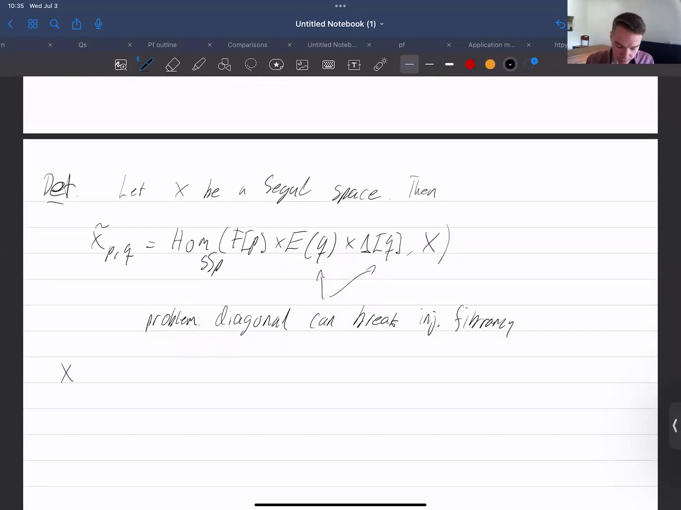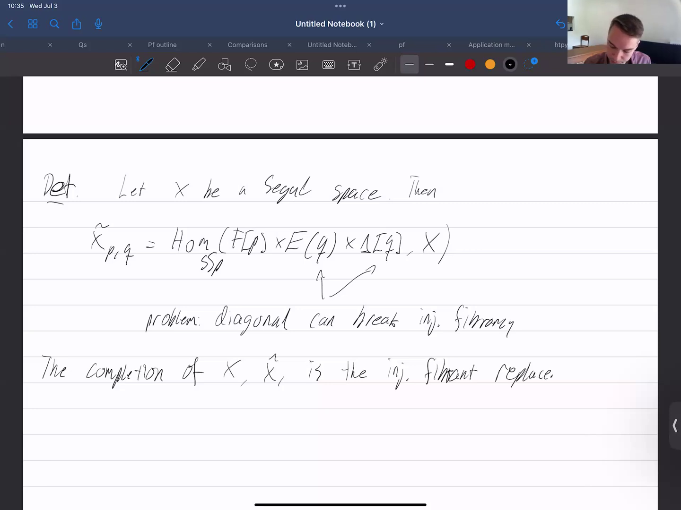Then the completion: so we define X hat. The completion of X, denoted by X hat, is the injective fibrant replacement of this X tilde. Whenever we have a model category setting, there is a canonical functor that takes an object and replaces it by a fibrant object.